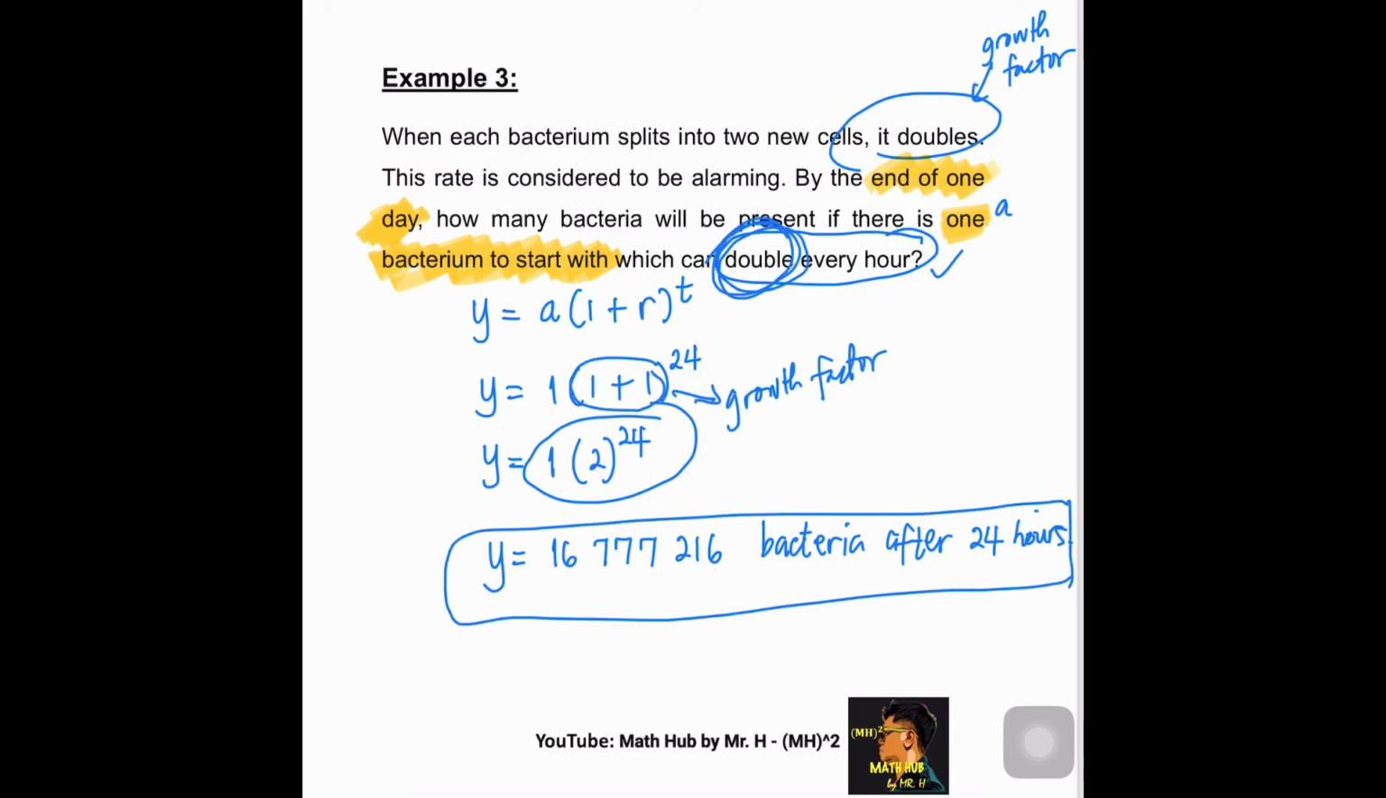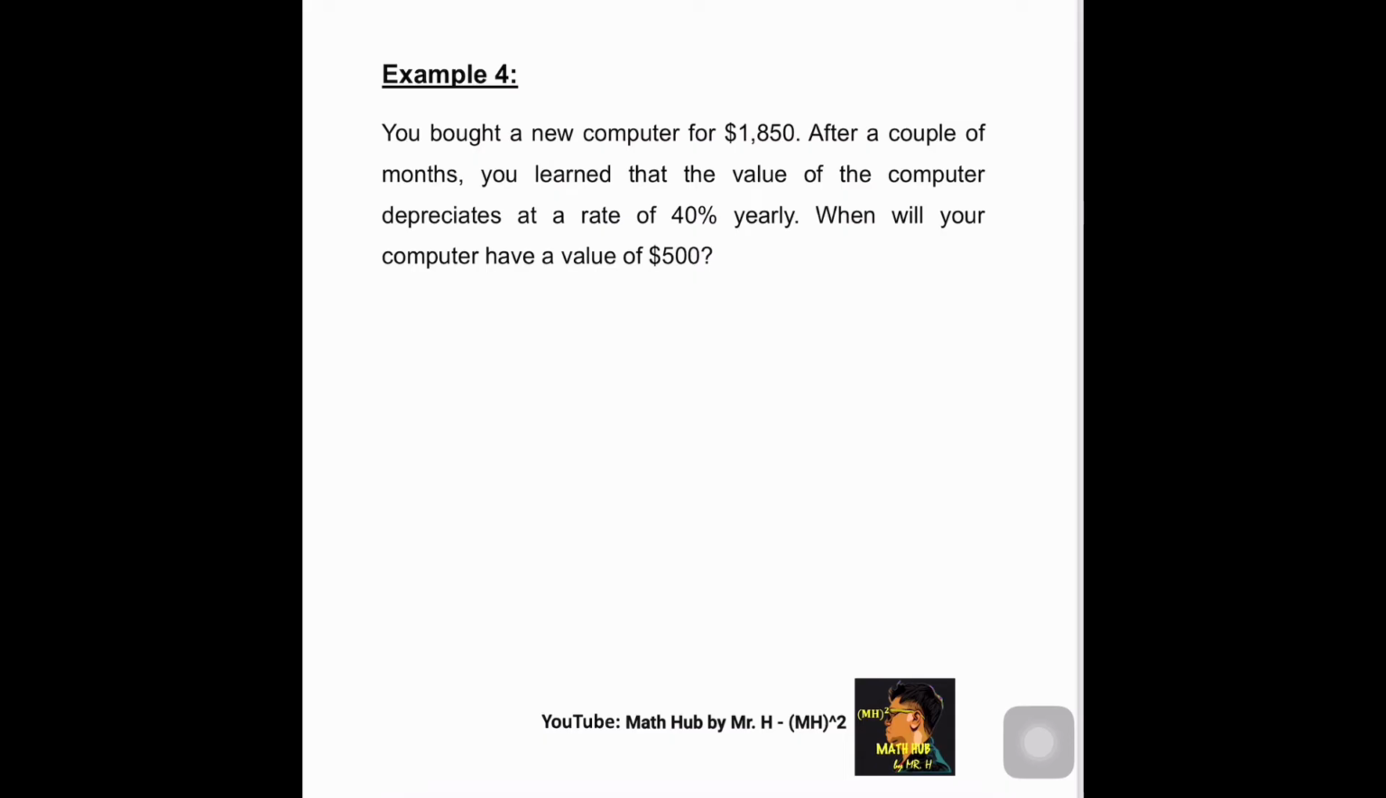So example number 4. You bought a new computer for $1,850. After a couple of months, you learn that the value of the computer depreciates at a rate of 40% yearly. When will your computer have a value of $500? So the keyword here is depreciates. So that is decay, right? So you have appreciates, its growth, depreciates, opposite.